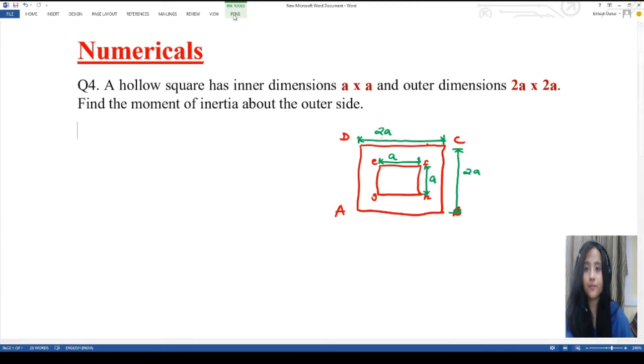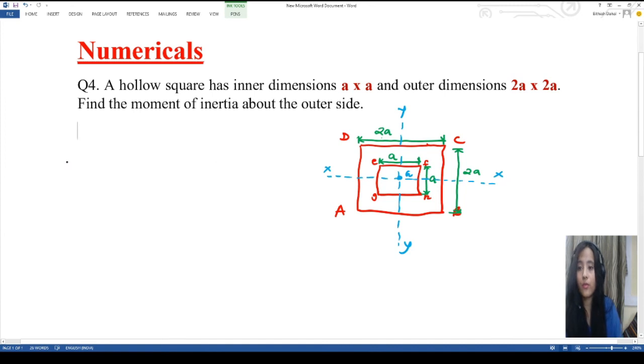So the axis will be running through the centroid. Let this be x-axis. Now the axis from this plane y. And this is my centroid here, right? Now we are asked to find moment of inertia about the outer side.